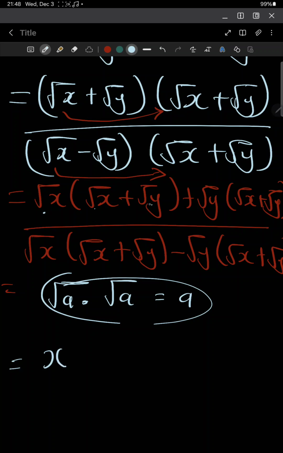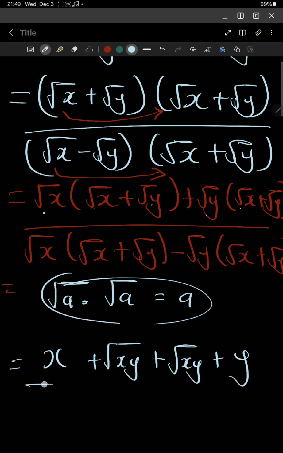Square root of x times square root of y gives us square root of xy, plus this times that, or square root of y times square root of x, to give us square root of xy. Positive times positive is positive. Square root of y times square root of y is y.